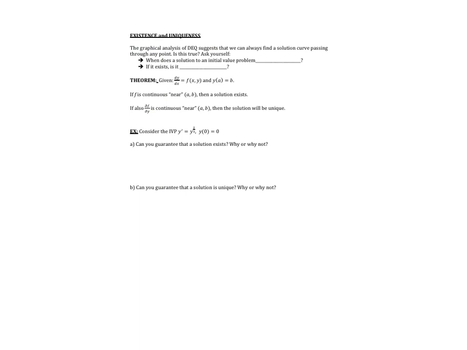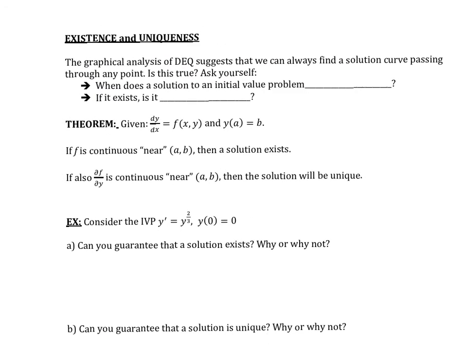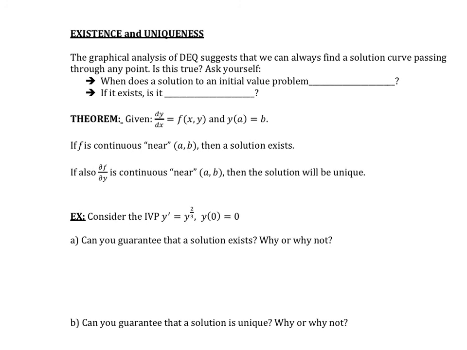Now, we need to continue this discussion to talk about existence and uniqueness. Okay, so the graphical analysis of a differential equation suggests that we can always find a solution to a curve passing through any point. Is this true? Well, maybe. But if we find a solution, there's several things we want to know. First of all, when does a solution to an initial value problem actually exist? And if it does exist, is it unique?